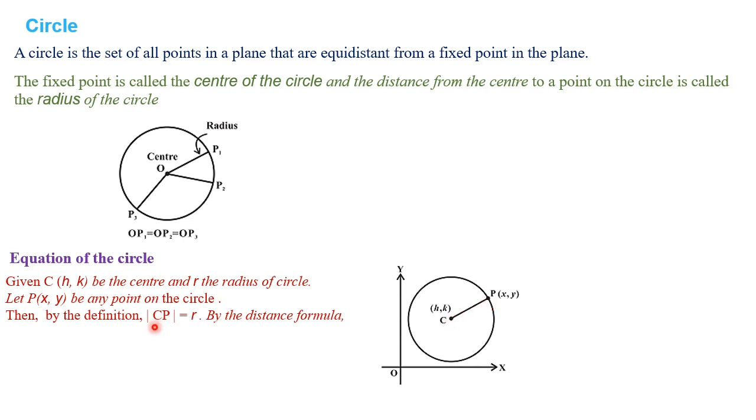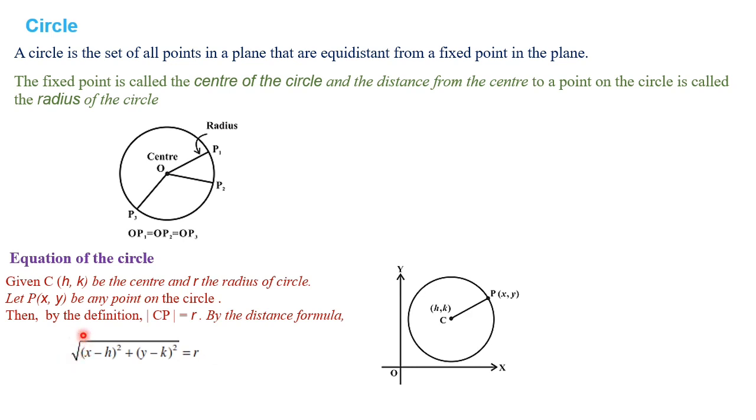So here modulus Cp is mentioned because we need a positive value. Modulus of Cp is equal to r. Then by using the distance formula, we know how to find the distance between 2 points when their coordinates are given: root of (x2 minus x1) the whole square plus (y2 minus y1) the whole square. So root of (x minus h) the whole square plus (y minus k) the whole square is equal to, we call this distance PC as radius, or CP as radius r, that is equal to r.